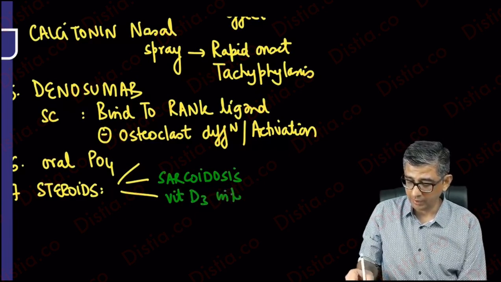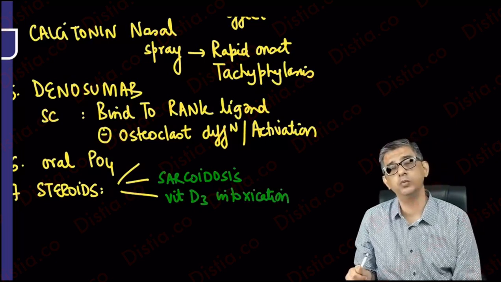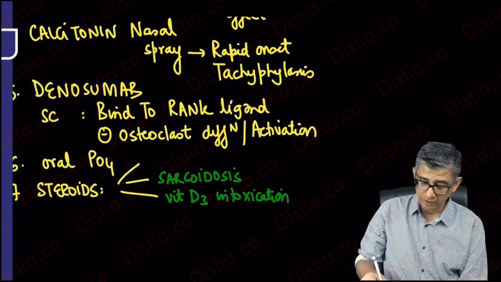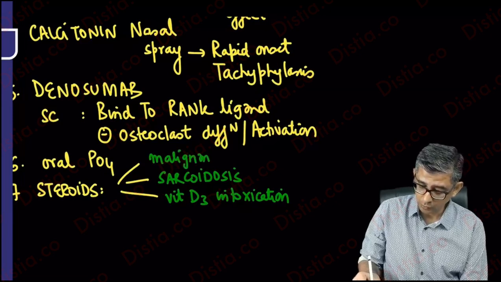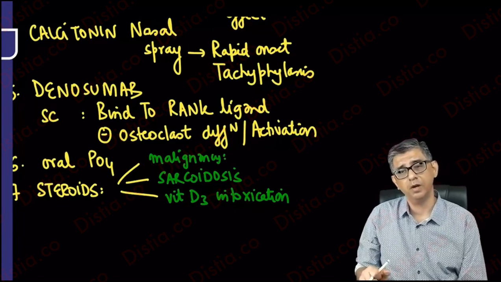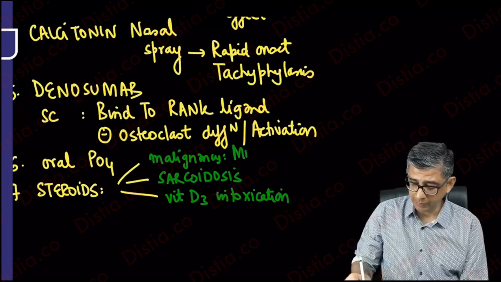So I'm going to add to your vocabulary the third reason where you will be using steroids, and that would be related to malignancy. Now, when I say malignancy, the query in your mind would be which malignancy. So you need to remember it would mainly be malignancies which would contribute to development of osteolytic lesions. So here I'm talking about multiple myeloma.